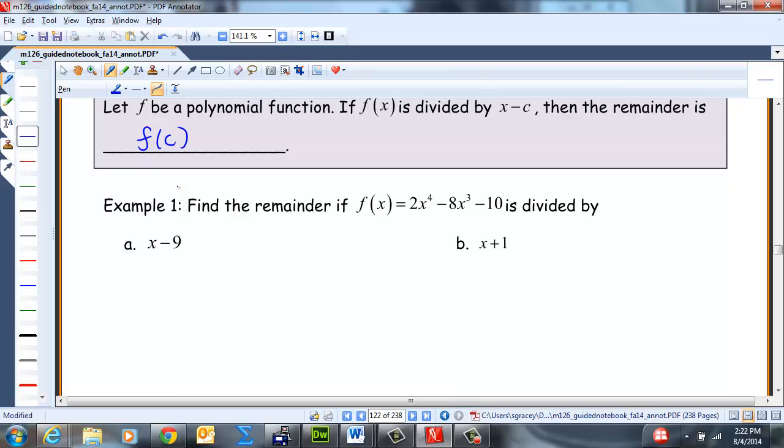So let's take a look. In this case, x minus c is x minus 9. Do you see that c is 9? So evaluating f at 9, we will get 2 times 9 to the 4th minus 8 times 9 cubed minus 10. f of 9 is, so let's grab our graphing calculator.